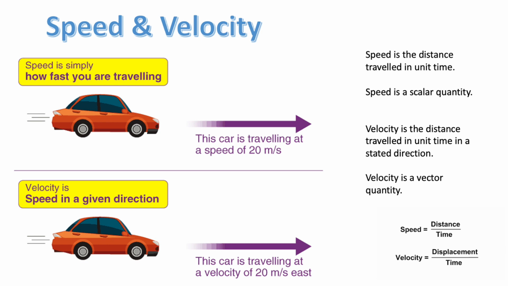Speed equals distance divided by time. Velocity equals displacement divided by time. Both speed and velocity possess the same unit, that is meter per second.